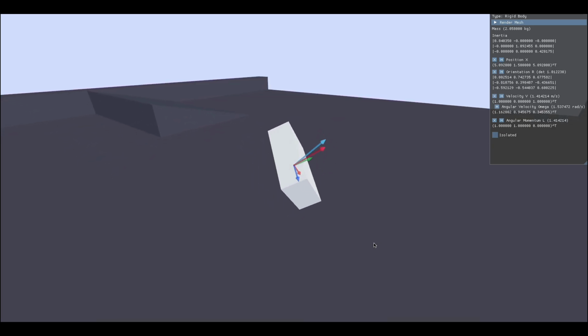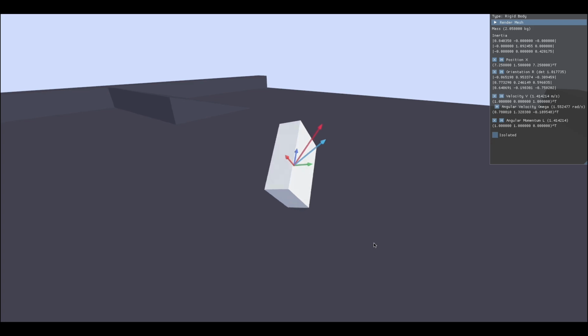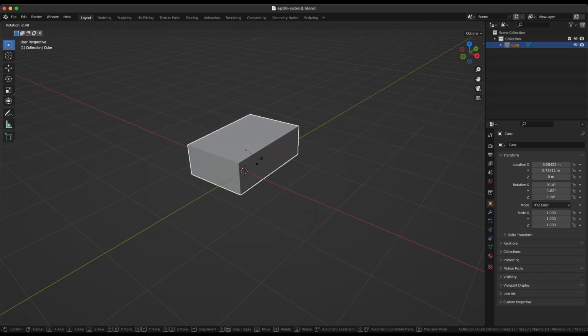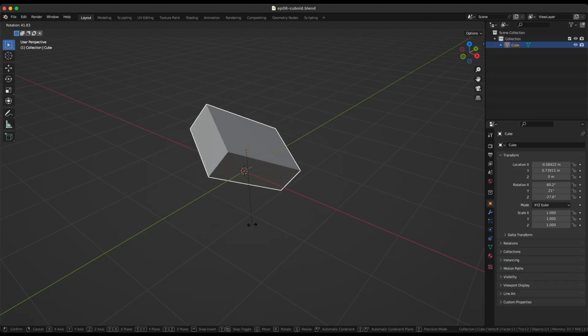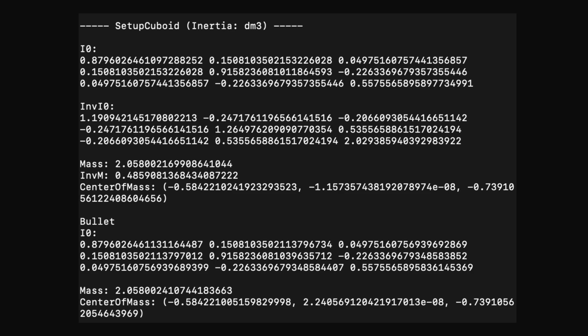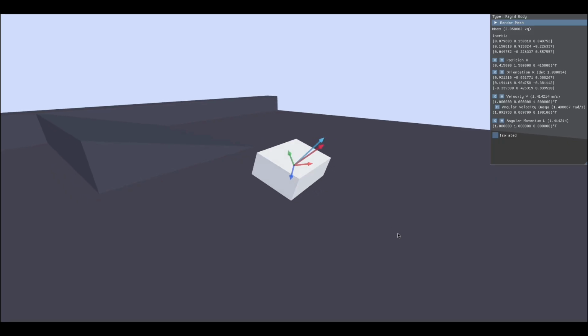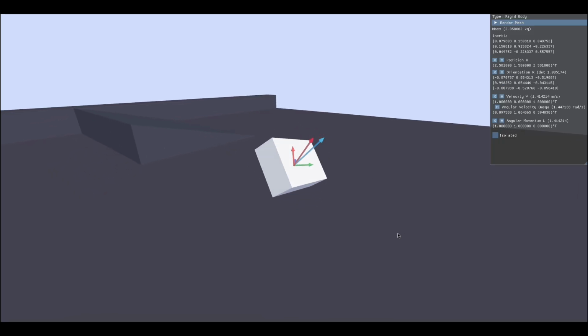Another thing I wanted to test was the computation of the off-diagonal matrix elements. So in addition to translating the cuboid, I also rotated it. Though as you can see, this is still handled without problem. My inertia tensor and the one from Bullet are almost identical again. While the simulation now starts with a slightly rotated cuboid, it still works.